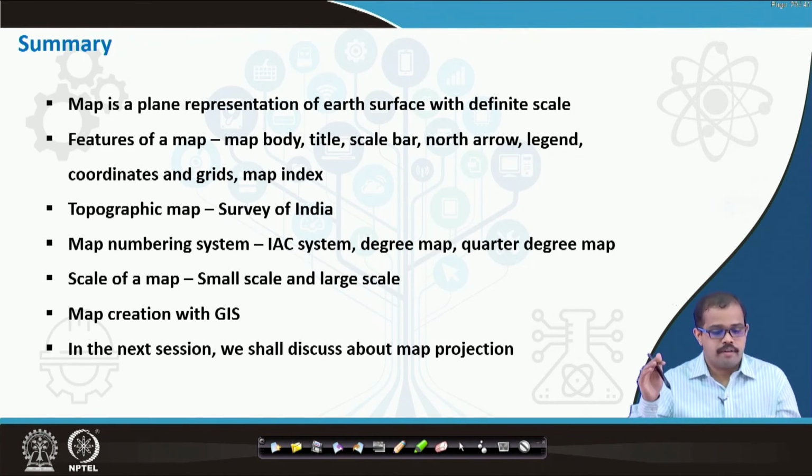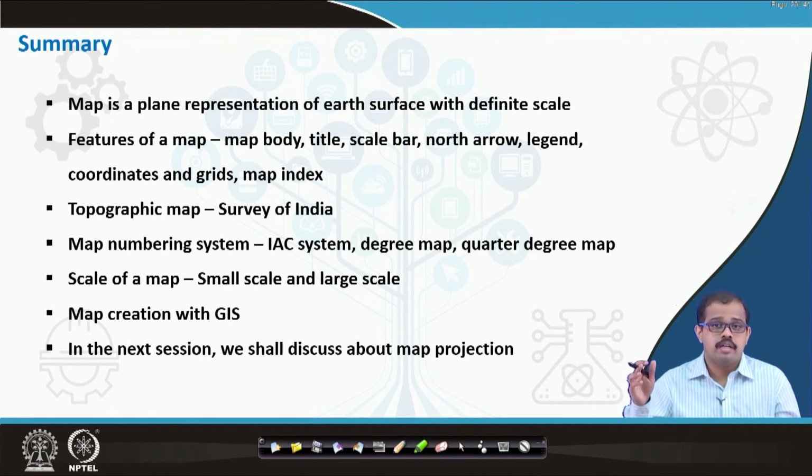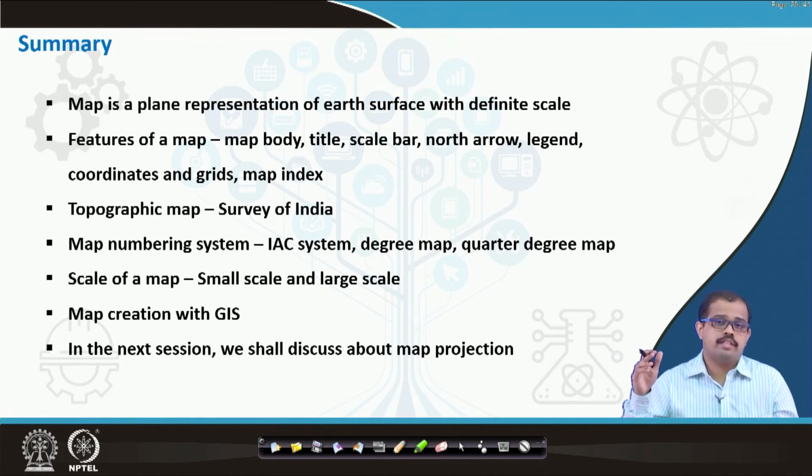We looked at topographic maps and also discussed the Survey of India. Then we looked at the map numbering system, IAC. So a 1:1 million map is represented by 4 degree by 4 degree, and is represented in terms of just a number: 53, 58, 60, 65, etc. And when you go to 1:250,000, it is a 1 degree by 1 degree map. It is represented by 53 A, B, C, D, or just 53A.